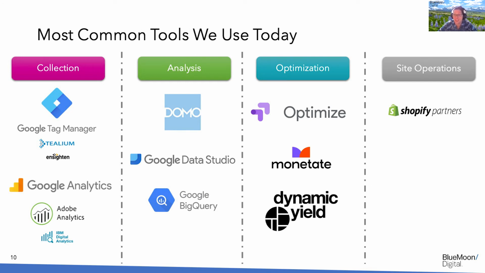On the optimization, A/B testing, and personalization side of things, as I mentioned, we're really fond of Google Optimize. We also work with Monetate, which is now owned by Kibo. So you'll see there's probably a newer logo out there called Kibo Monetate. We have clients that use that, including all the VF brands.